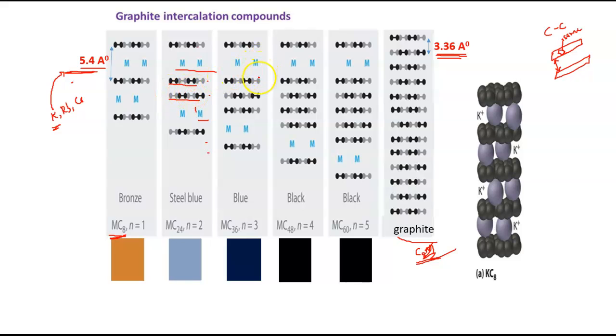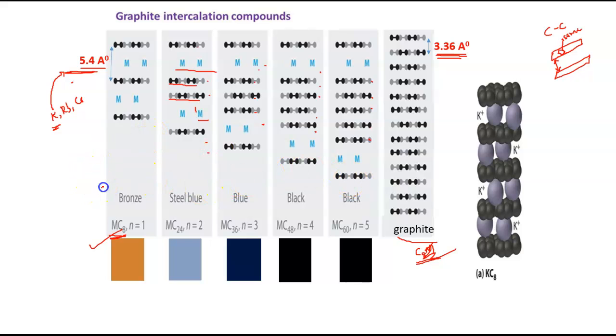In the third stage intercalation compound, you can see that between two alkali metal layers there will be three layers of graphite. In the fourth stage intercalation compound, there will be four layers of graphite. And in the fifth stage, you will have five layers of graphite between the metal layers. In pure graphite, there is no metal atom incorporated. You can also see the color change when you move from the fifth stage to the first stage intercalation compound.